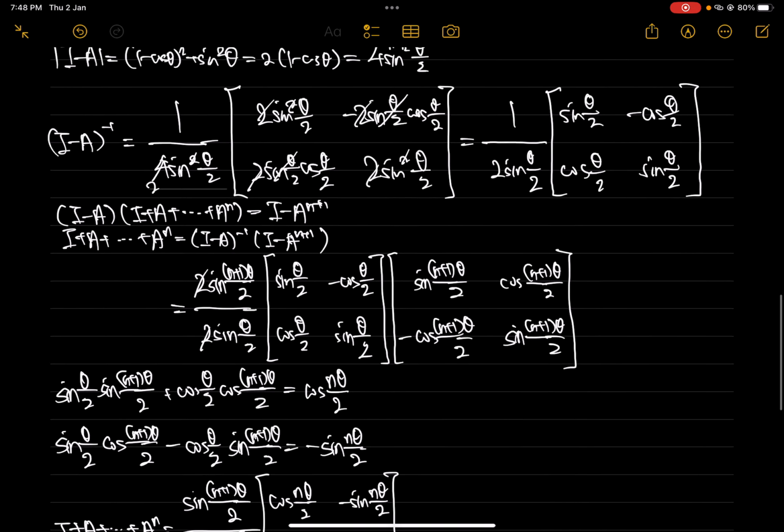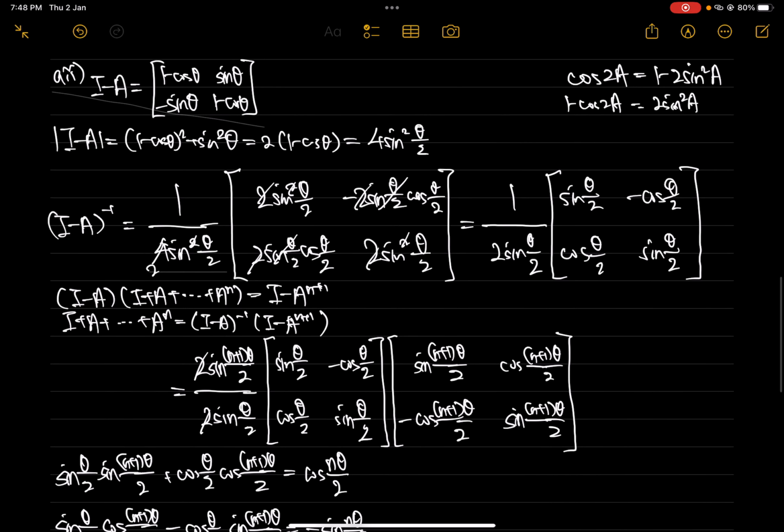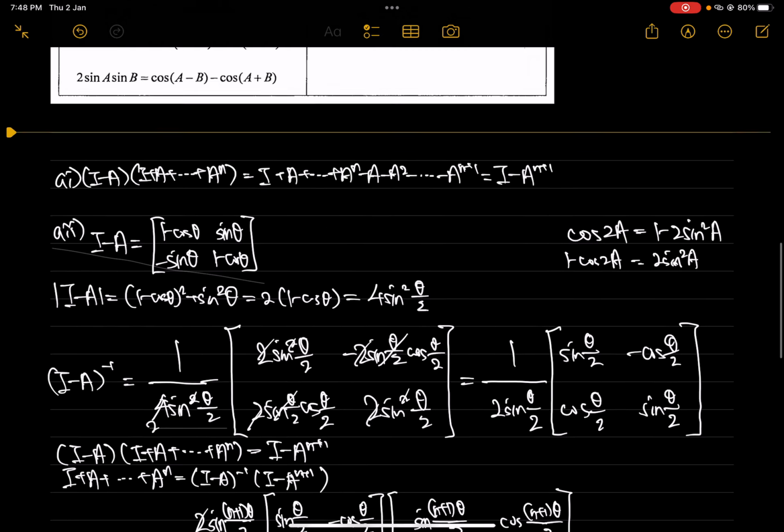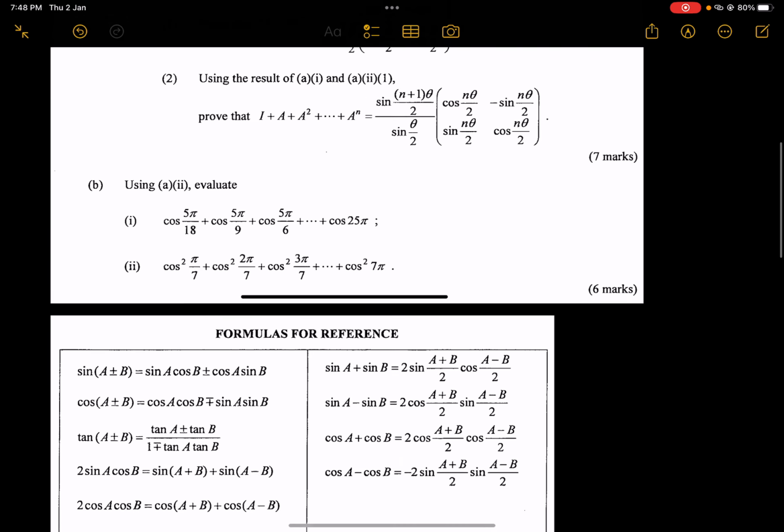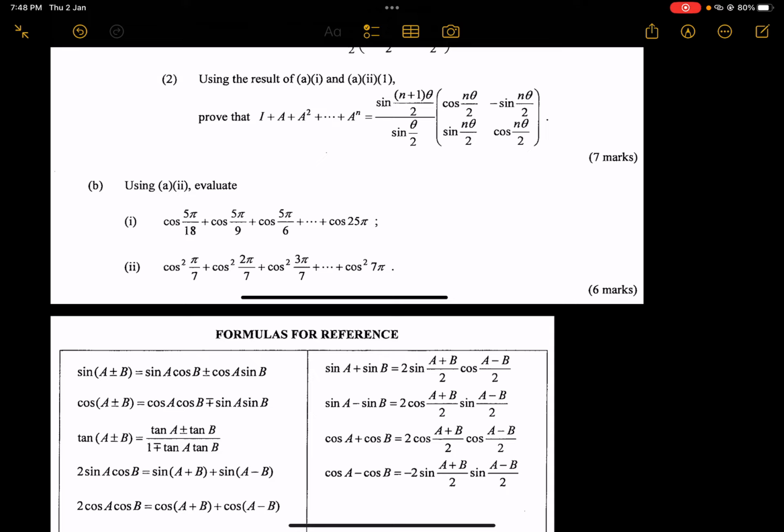The calculations are quite hideous, I agree. But it shouldn't be that hard. It should be quite straightforward as well. Part B is just using A2.